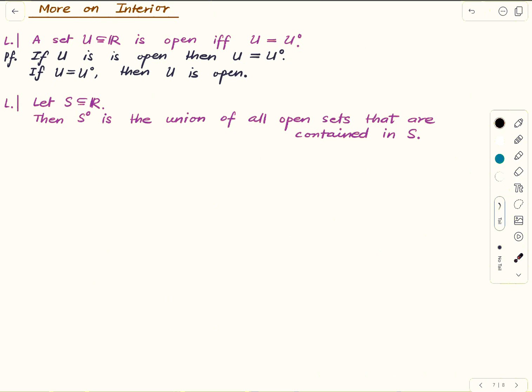You're taking the union of all the open sets which are contained in S, and that we are claiming is equal to the interior of S. Therefore, interior of S is the largest open set that is contained in S. So that is the idea of the interior. The interior was defined to capture that idea, how open a set is. All right, whatever. Let's prove it.